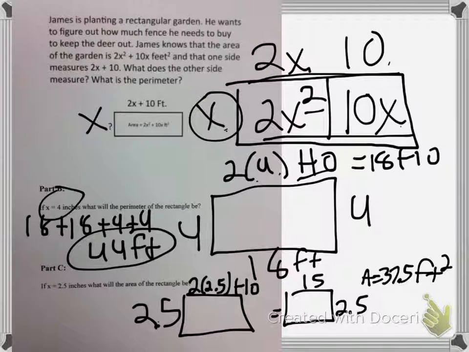The area, if x is 2.5, I got 2.5 because that side's x. I know it's length times width. So then I plug in 2.5 for my x here. 2 times 2.5 is 5, plus 10 is 15. 15 times 2.5 is 37.5 feet squared.